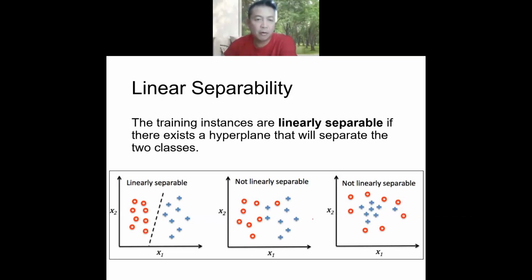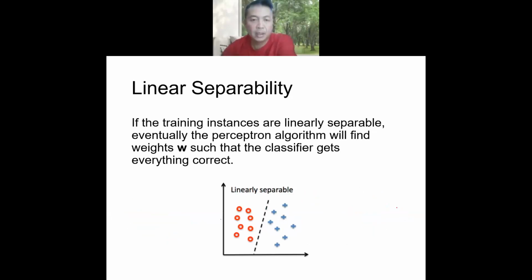For most of the problems, we cannot separate them linearly. Not all of them can be separated linearly. So, for example, this one we cannot, and this one also cannot. So this is linear separability.